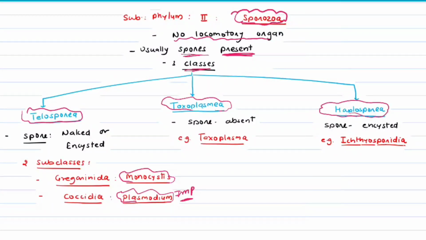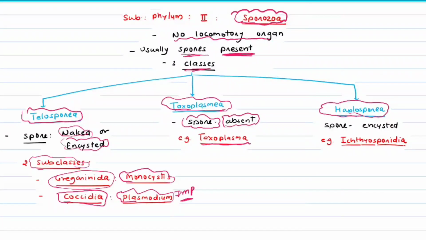The spore may be naked or may be encysted, having a protective chitinous layer. Two subclasses are present in the class Telosporea: Gregarinidia and Coccidia. Then the second class is Toxoplasmea. In Toxoplasmea, spores are absent. The example is Toxoplasma, as the name of the class suggests. The third class is Haplosporea. In Haplosporea, the spore is encysted in a protective chitinous layer, and an example of Haplosporea is Ichthyosporidium.